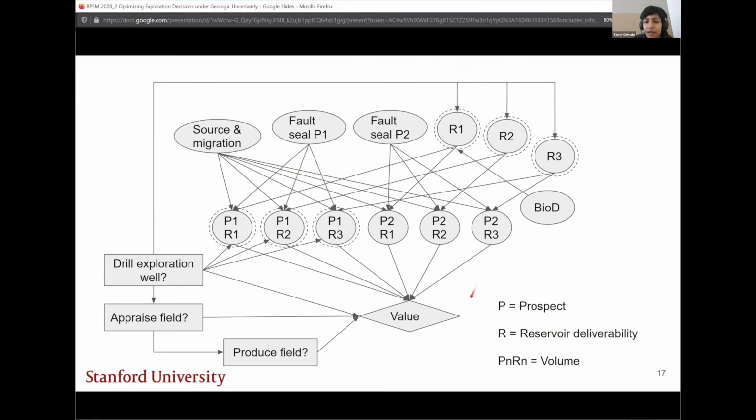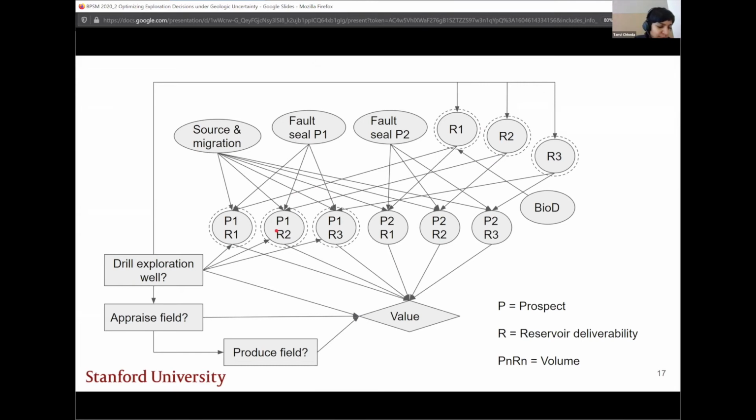The letter P is for the prospect. So within it there are the two fault blocks, so prospect 1 and 2. The R, the reservoirs R1, R2, R3 are the stacked reservoirs. And whenever it says P1, R2, it means the middle reservoir in the first fault block.